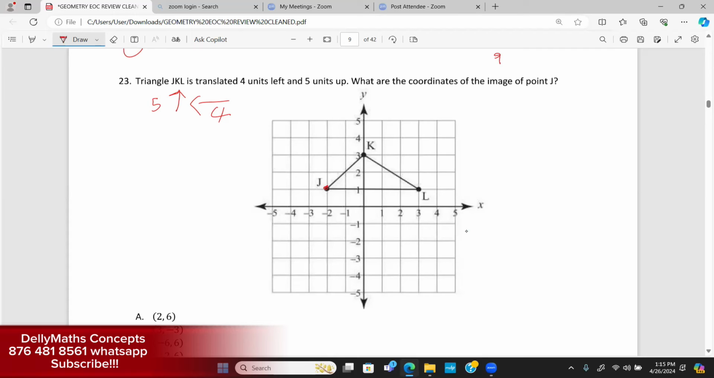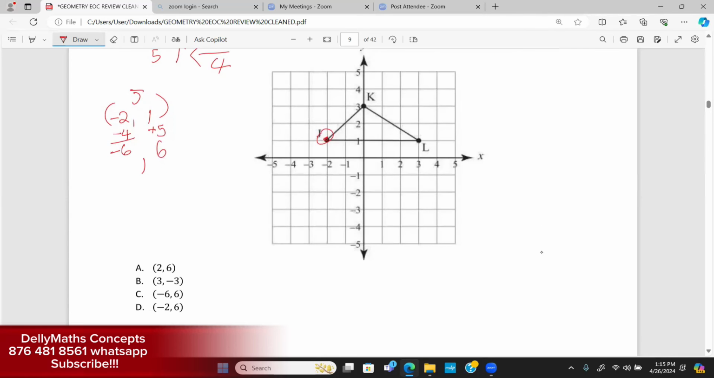So if we're using algebra, let's take a look at the point J. The point J is -2, +1. If I'm going to use algebra on it, remember, if I'm going to the left 4, it means to take 4 from that. So I'm going to end up with a -6 already. And if I'm going to go up 5, it means to add 5 to that. So I'm looking for a -6 already. And my answer is C.